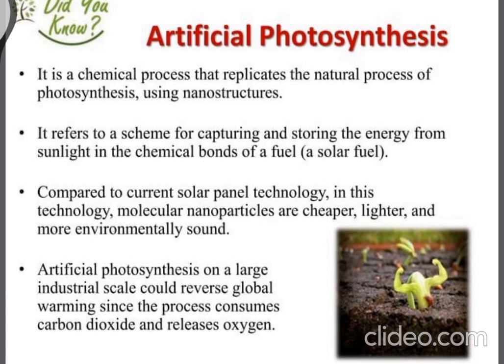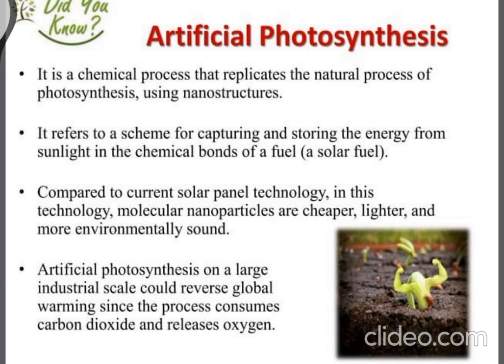It refers to a scheme for capturing and storing the energy from sunlight in the chemical bonds of a fuel or solar fuel. Compared to current solar panel technology, in this technology, molecular nanoparticles are cheaper, lighter, and more environmentally sound.